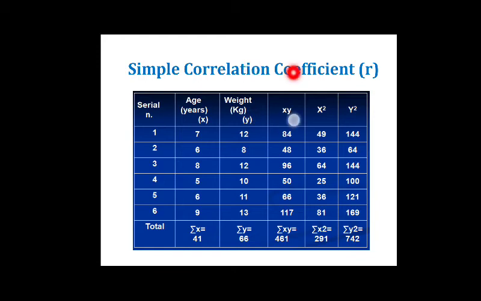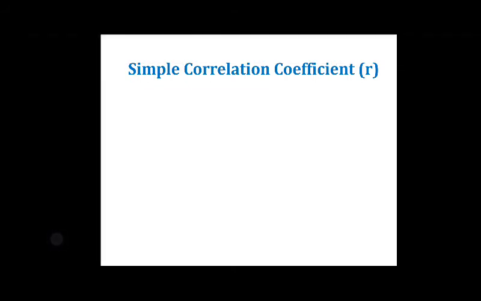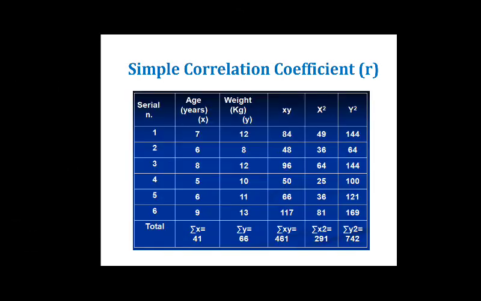Now I take the product of x and y: 12 into 7 is 84, 7 into 12 is 84, 6 into 8 is 48, 8 into 12 is 96, and likewise for all the entries. Then I calculate x square and y square separately: 7 square is 49, 6 square is 36, 8 square is 64. Likewise I take the square of x and the square of y.